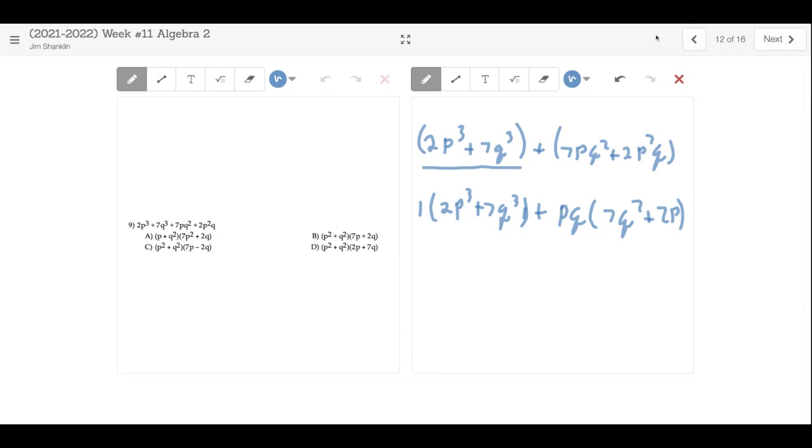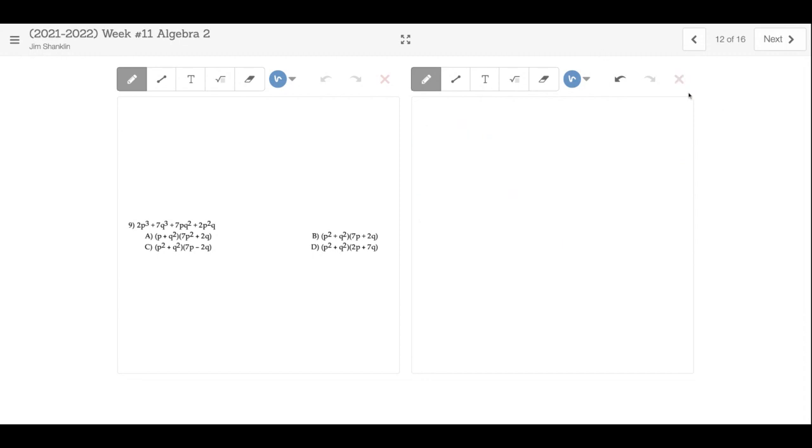So let's go back and rearrange this thing, because you can rewrite anything any way you want. I'm just going to rewrite this as 2p to the third plus 2p squared q. Is that how you guys would have rearranged it? Plus 7q to the third plus 7pq squared. All right, if I was going to rearrange it, that's what I would do.